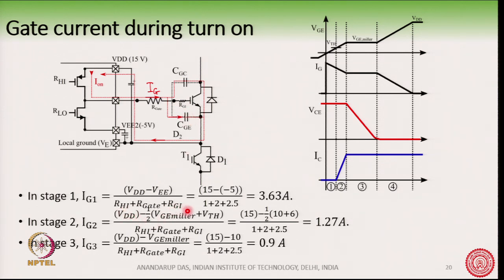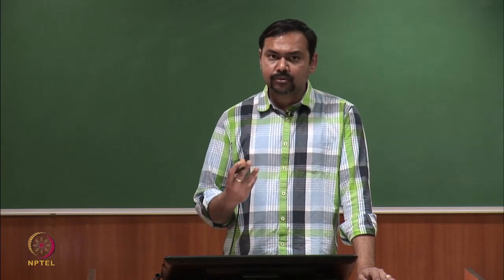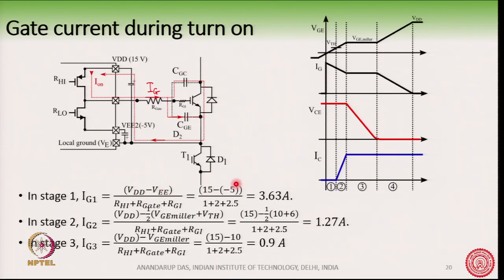So, these three we have added. We have taken some values which we have obtained from the data sheet of this SKM 300 GB 12 V4, that particular IGBT. So, VDD is 15, VEE is minus 5 volt. Now, sometimes people do not use minus 5, sometimes they use minus 8 also, it is a designer choice.